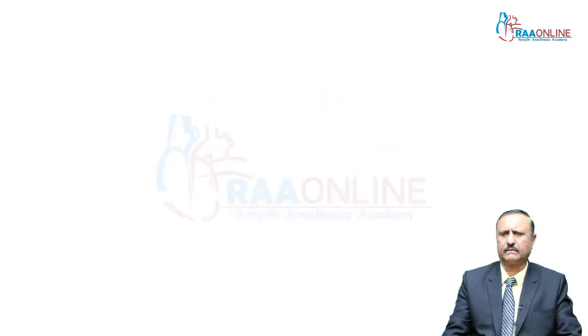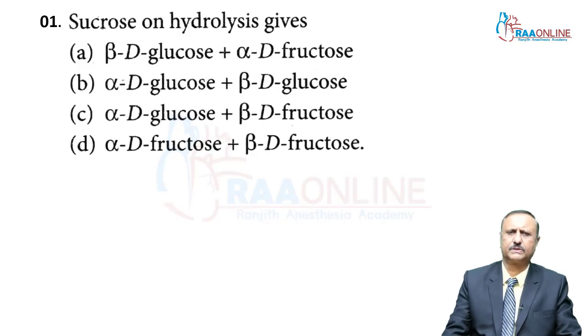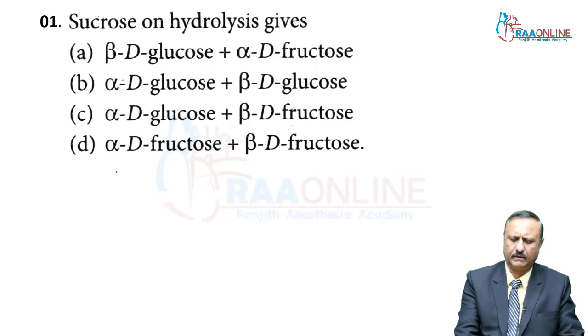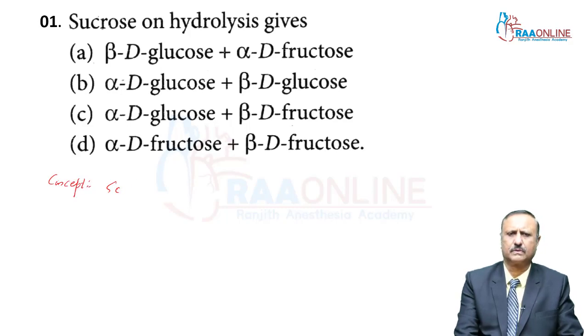Now we can see question number 1, that is, sucrose on hydrolysis gives. My dear students, you can see the sucrose structure in your carbohydrates biomolecules chapter. What is the concept of this question? First of all, you can see the concept. My dear students, sucrose is made of two components, number 1 is glucose and second is fructose. So sucrose is made by glucose and fructose.